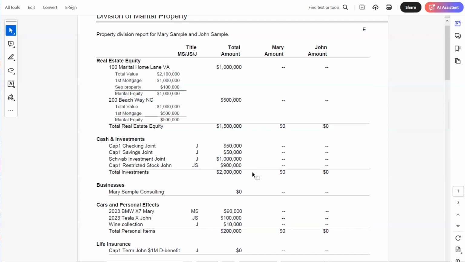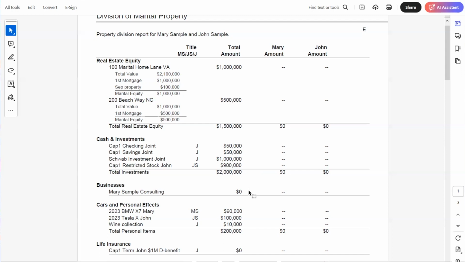John is, for the JS, it's only titled to him. And his restricted stock right now, from our calculations, is worth $900,000. So we total that up as its own category. And then we get to businesses.